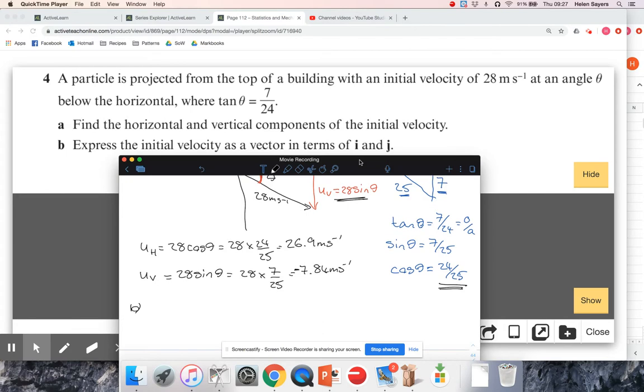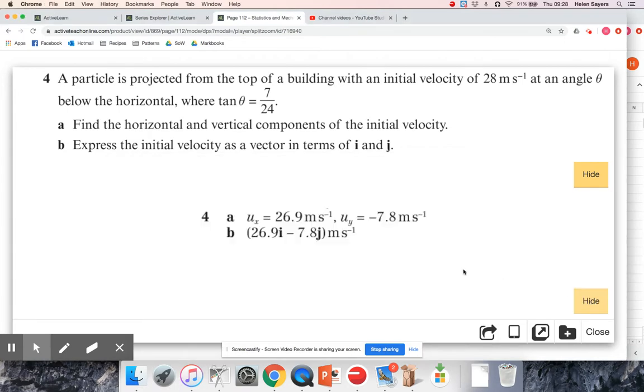But if I want it as a vector, the horizontal is my i component, so 26.9 is the i component. The vertical is the j component, and because it's down, it's going to be minus 7.84 j. And then let's include the units as well. Okay, so just double check that. 26.9. Again, they've gone to 2 significant figures, but really we should be going to 3 significant figures generally if we haven't used g.